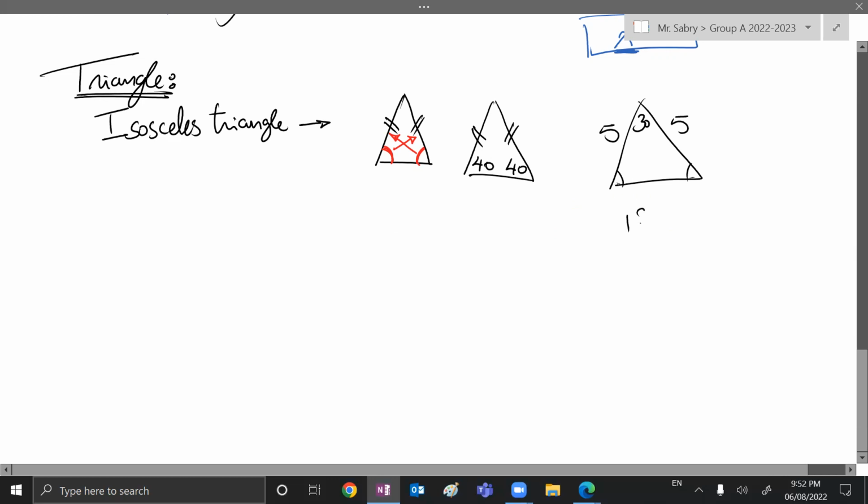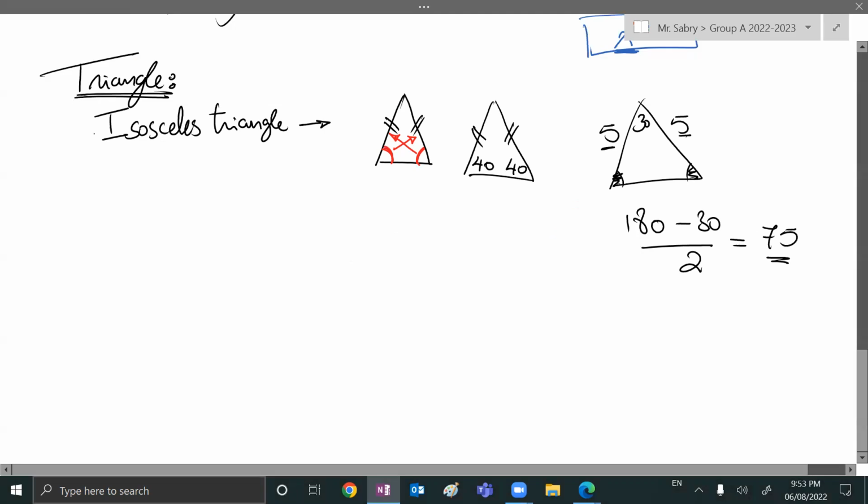How would you do so? You'll do 180 minus the 30, and then whatever comes out is divided by 2 because you know that these two are equal to each other because these two sides are equal to each other. That would give you 75 as the answer to each.